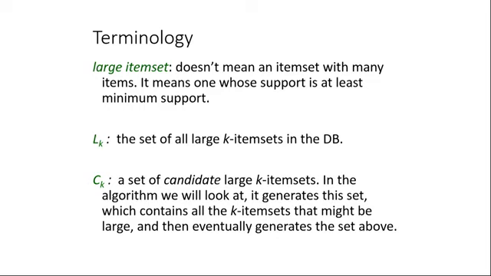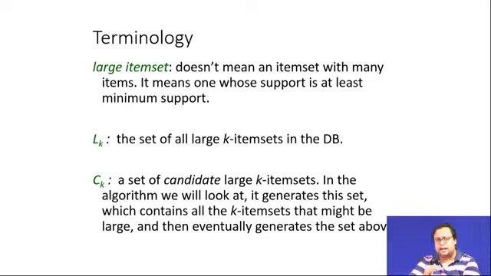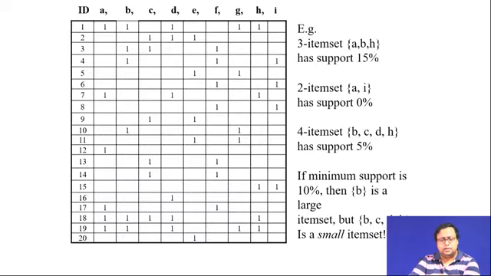In the algorithm we look at, it generates this set which contains all k item sets which might be large, and then eventually C_k is basically one particular item set in L_k. L_k is the superset of all large k item sets in the database. And what is large? Large is basically the item sets which have support more than the cutoff. These terminologies we will use to define the algorithm.